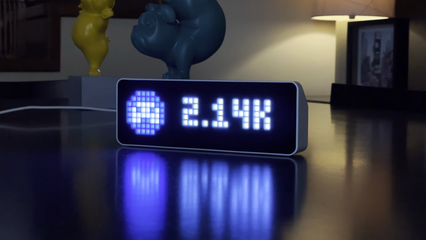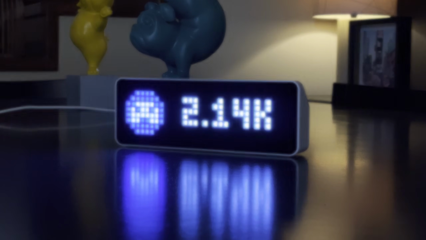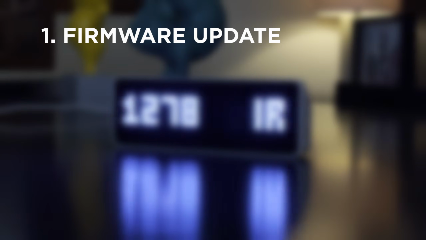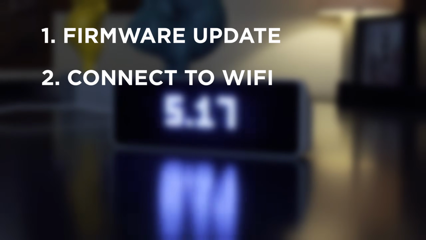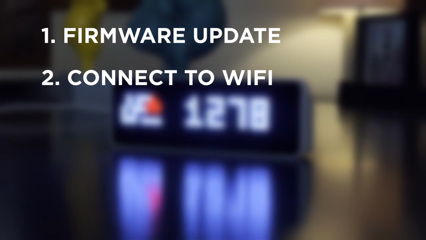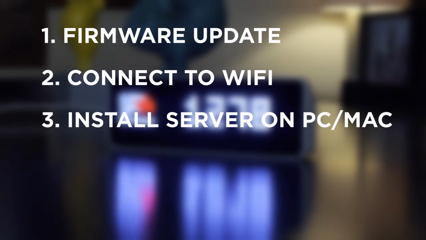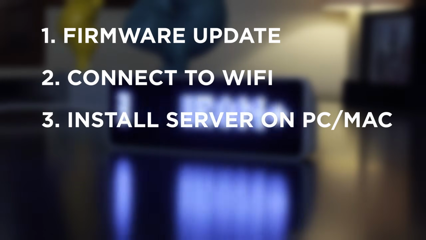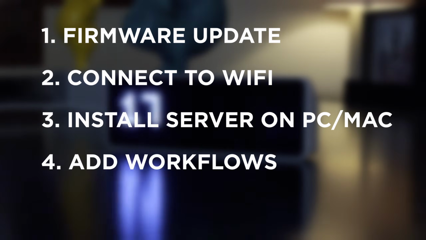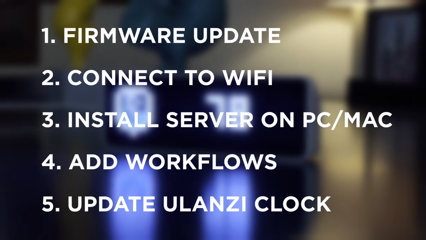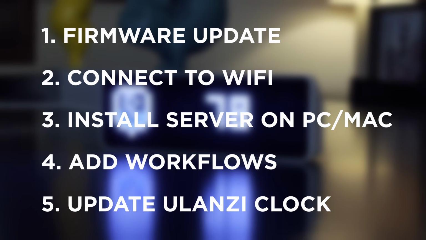These are the steps that I will walk you through. Number 1, we'll update the firmware for your Ulanzi clock. Number 2, we will connect it to the Wi-Fi. Number 3, we will install the server. Once we have the server up and running, I will show you how to add the workflows that I already have. And then I will show you in the last step how to update and send those workflows to the Ulanzi clock.